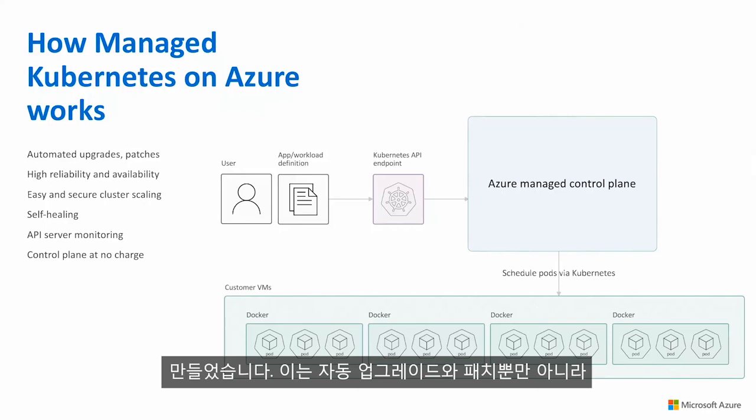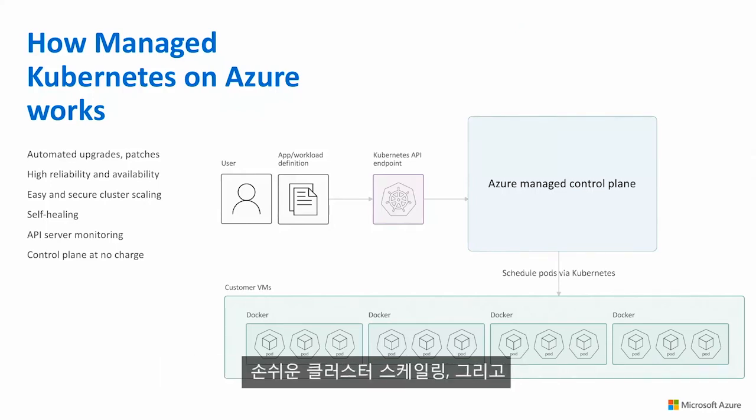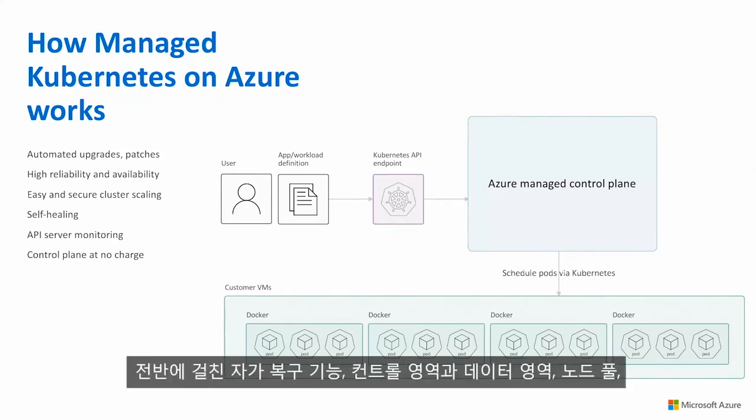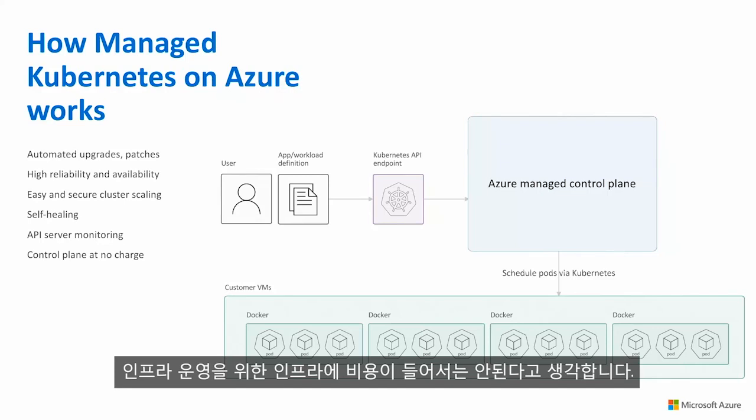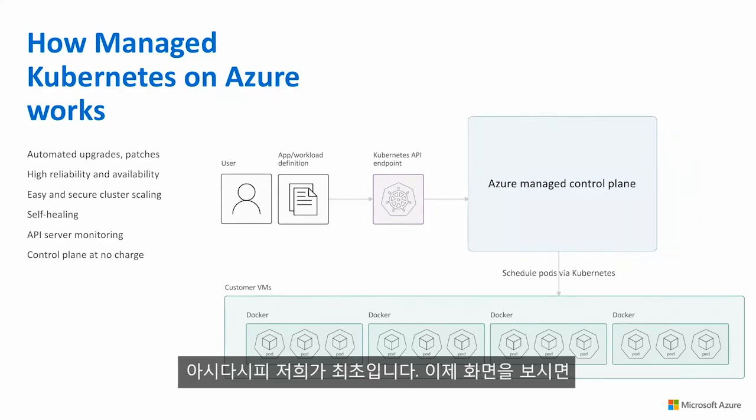So this offers automated upgrades and patching, HA, easy cluster scaling through a slider in the portal. I'll show that in a bit. Self-healing across the board, control plane and the data plane, and the node pools. Monitoring. And interestingly, we offer this service for free. We believe that it's important for you to not have to pay for the infrastructure to run your infrastructure. And that's something that we were first to market in offering.